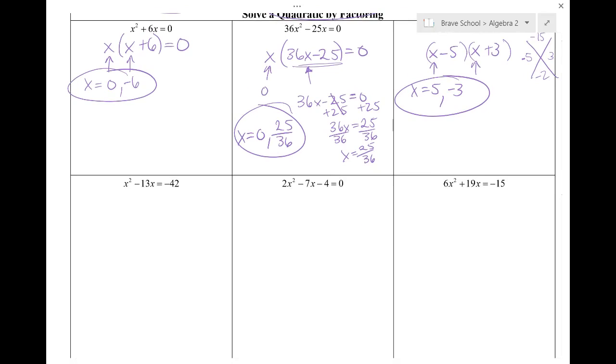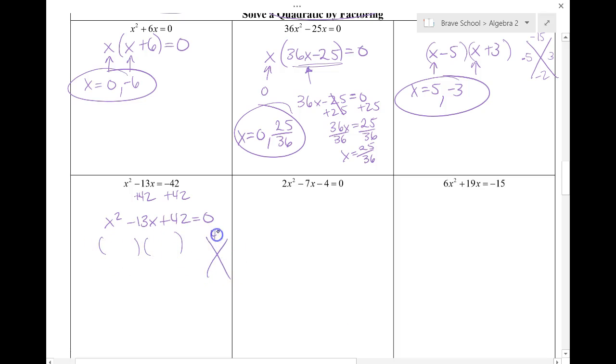Now this one, it's looking like I need to move this negative 42 back to the other side. So we're just going to add a step here. Add 42 to both sides. Get it to look like this. Alright. Do it again. Let's reverse FOIL.